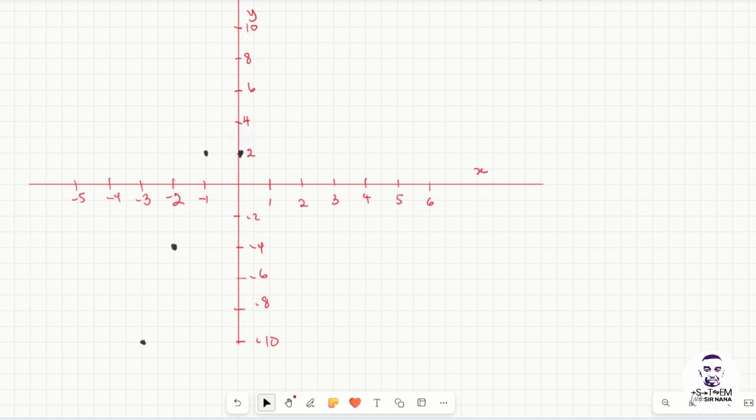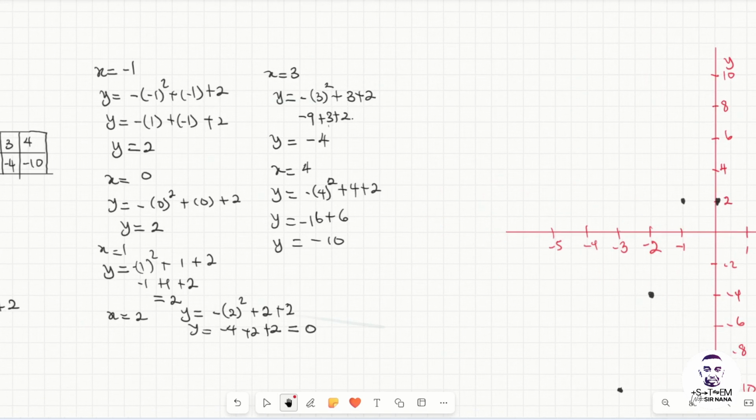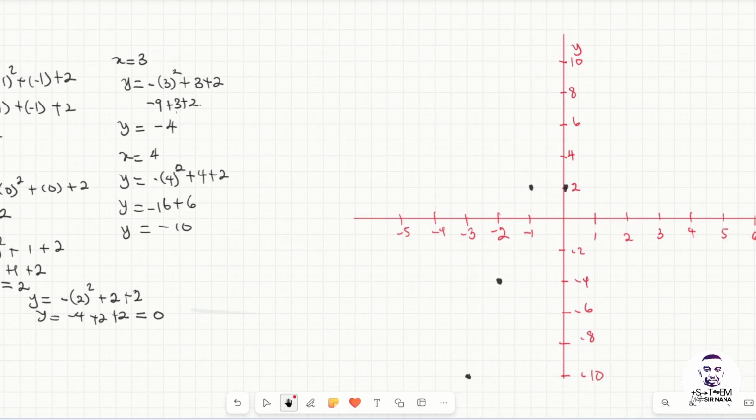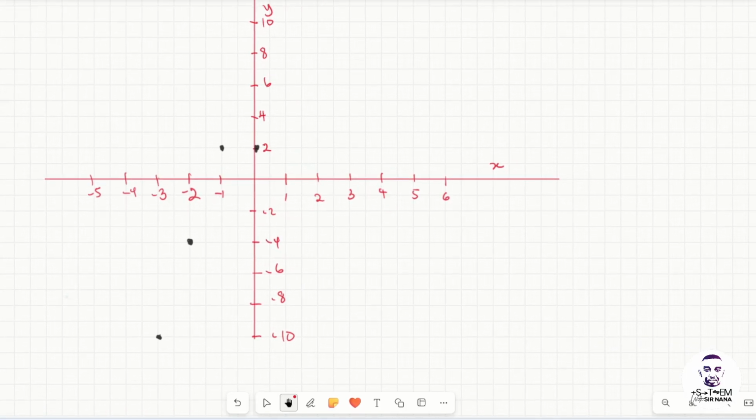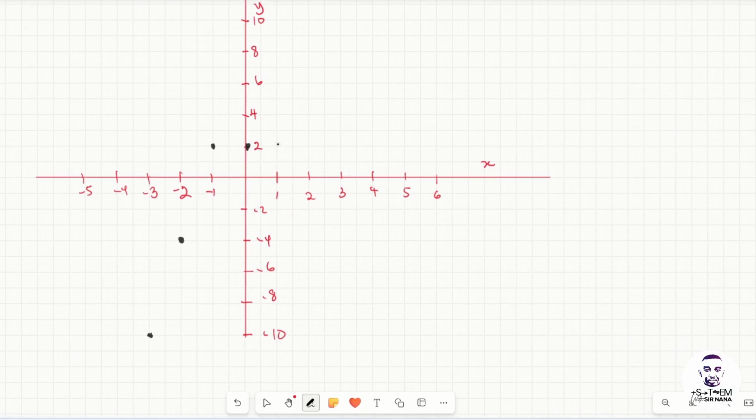And our fifth point as well, I think we have 1 and 2. Let's confirm that. So 1 and 2. So we have 1 on the x-axis, 2 on the y-axis. That is here, right? And then our next one, we have 2 and 0. So that is here, 2 and 0.